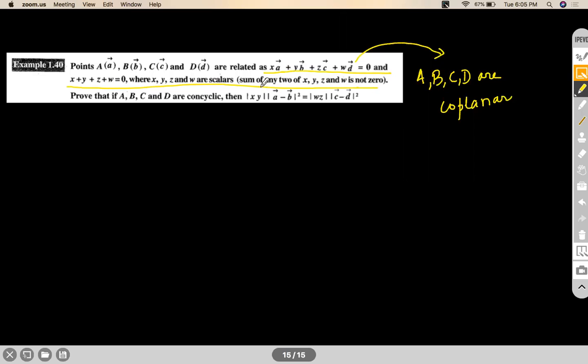Now see how they have framed the question. They are expecting that a student doesn't know this. Okay. So if let's say you are aware of this concept, then you can directly talk business over here. You can say, okay, yes, that means these 4 guys are coplanar. Now try to see what they are trying to ask you. Prove that if A, B, C, D are concyclic, then mod XY times mod of A minus B whole square is mod WZ times mod C minus D square.